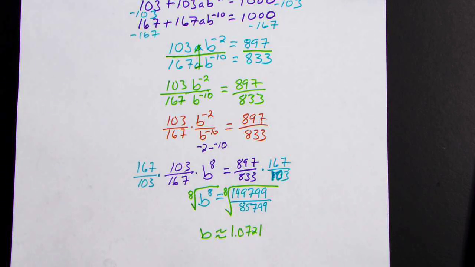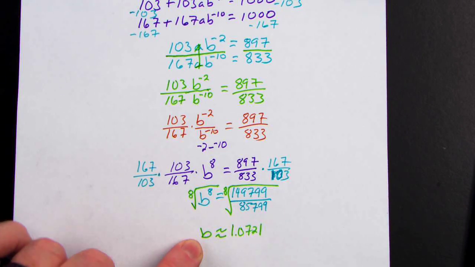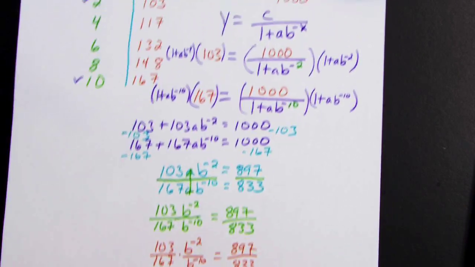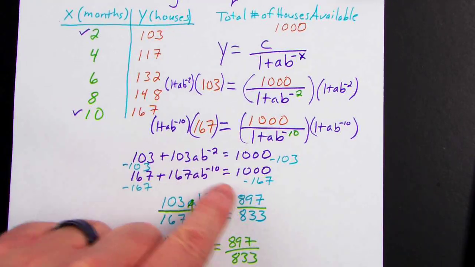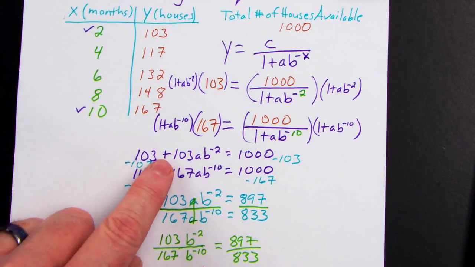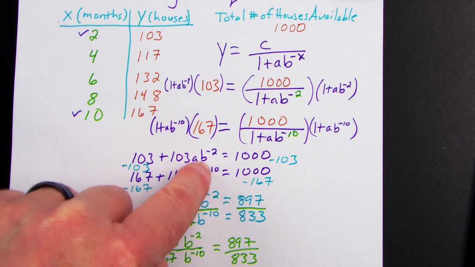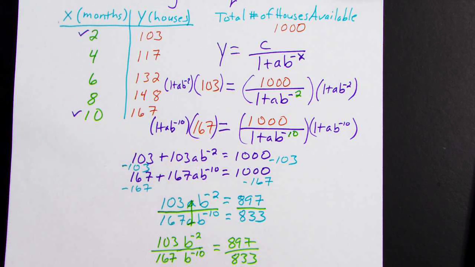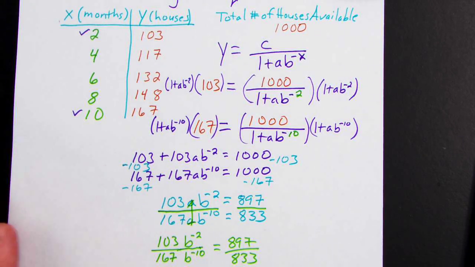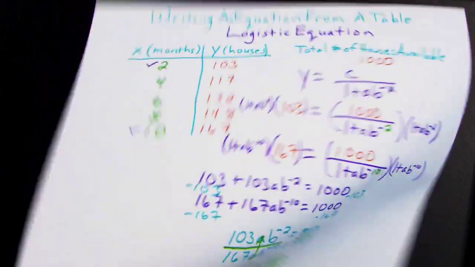Now that I have that, my next step is going to be to figure out what a is. So I can take this b value and go back up to one of these two equations and plug that b value in there and then solve for a. So I'm going to use the one that has the slightly smaller numbers just to make my life a little bit easier.